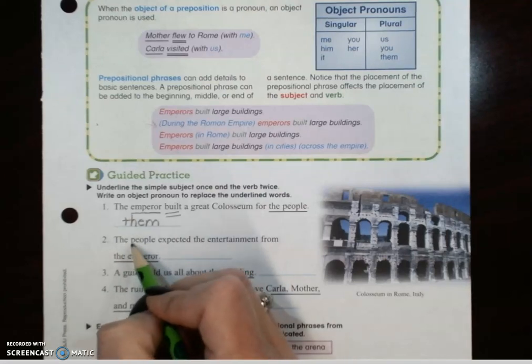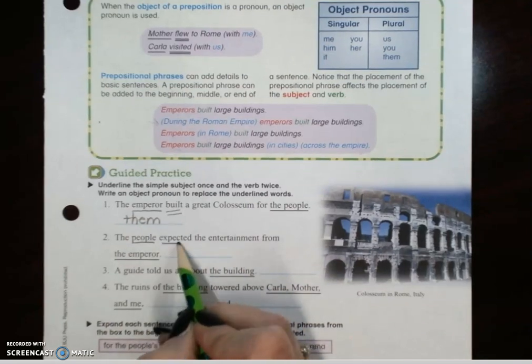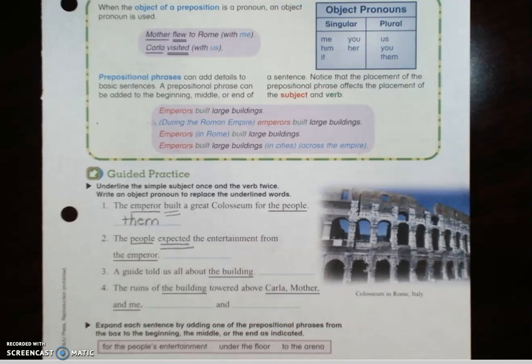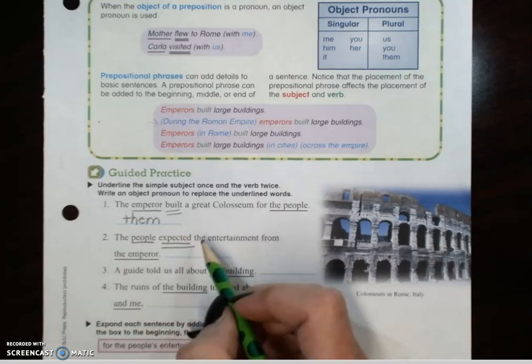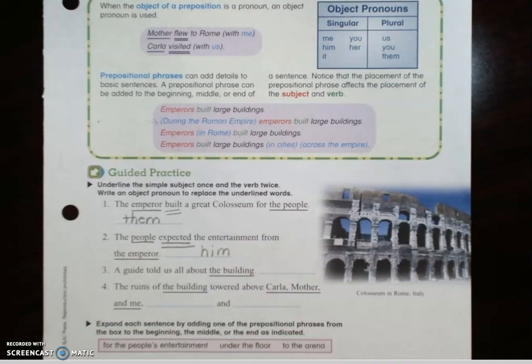People. Underline it once. What's the verb? It's action, remember? Expected. The entertainment from the emperor. Okay, the emperor is singular. So we're going to go up there and look in our singular box. They expected the entertainment from him. Yes, him. Number 3, a guide told us all about the building.